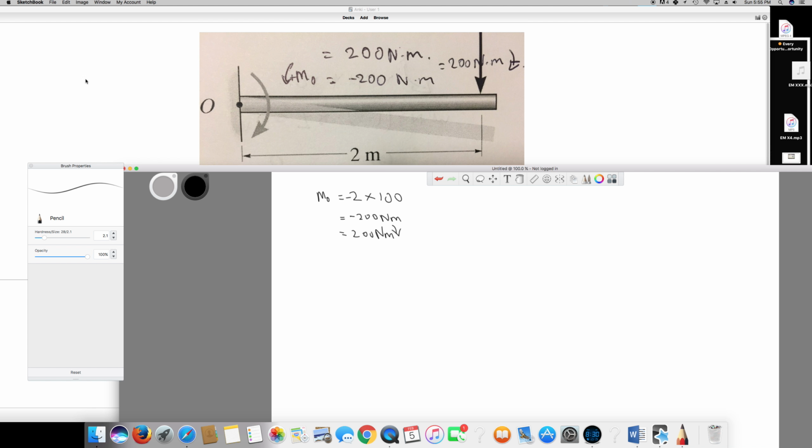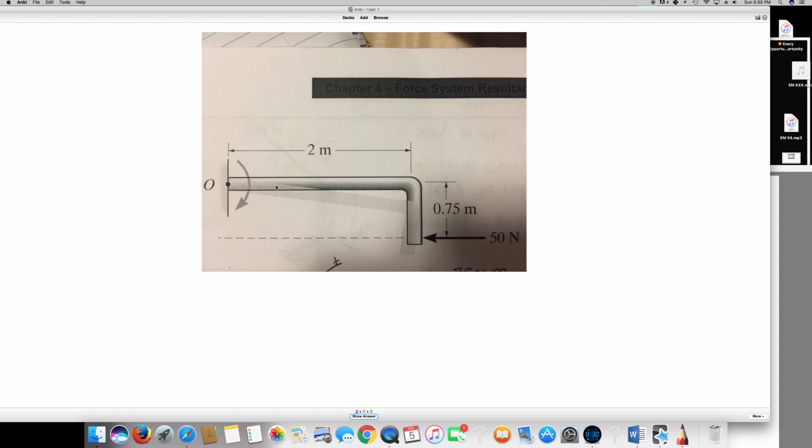Let's go to the second question. Second question is something like this. In this case, we already know by the sign of this arrow that if you see this one from top, it's going to be clockwise. And since it has two distances, this is 2 meter and this is 0.75, and this force is acting horizontally.